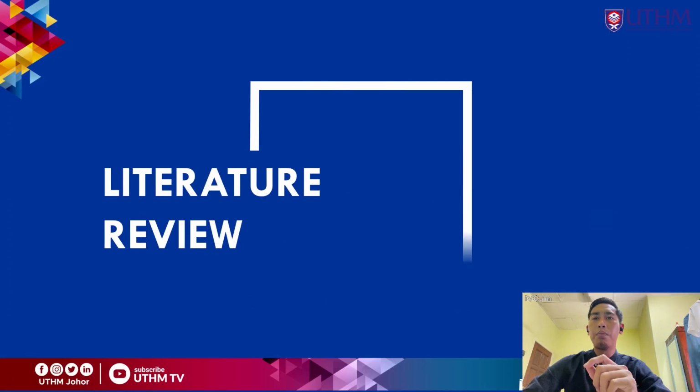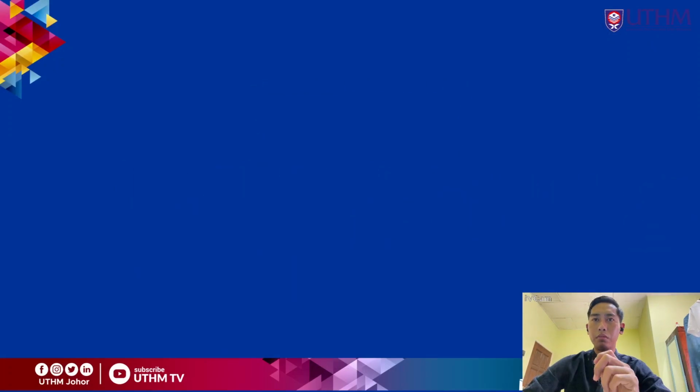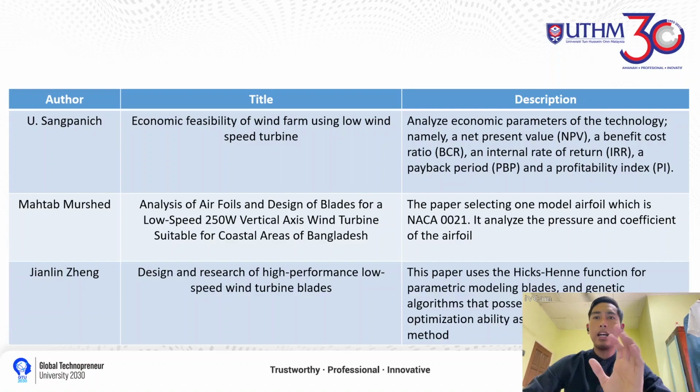For my literature review, I have selected 5. Usually there are many resources related to our project, but I only chose 5 to compare to my project, which have the same topic as mine. Firstly, the title is Economic Feasibility of Wind Farm Using Low Wind Speed Turbine.